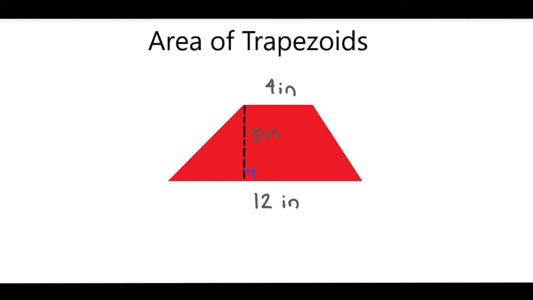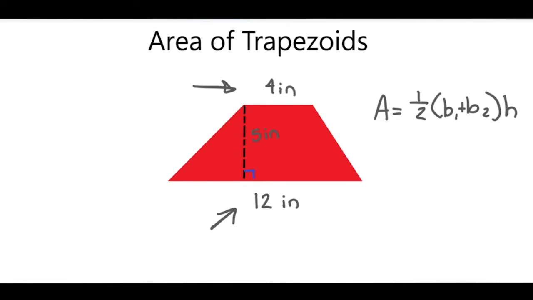So the way you find the area of a trapezoid is area is equal to 1/2 of base 1 plus base 2 times the height. Notice that there are two bases here. There's the top base and the bottom base. So we'll call the top one base 1 and the bottom one base 2.